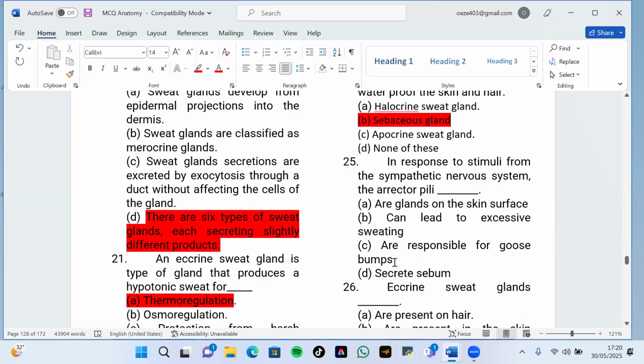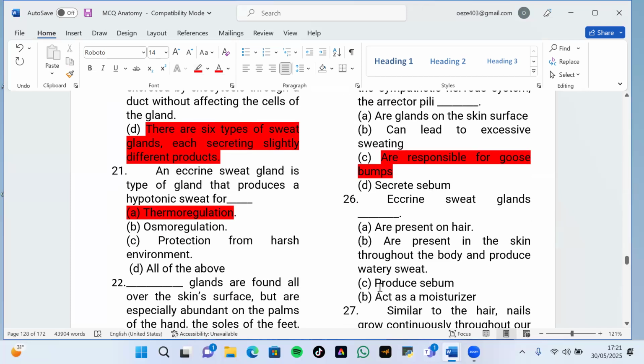In response to stimulus from the sympathetic nervous system, the arrector pili dash. A, are glands on the skin surface. B, can lead to excessive sweating. C, are responsible for goosebumps. D, secretes saliva. The correct answer is C, are responsible for goosebumps.